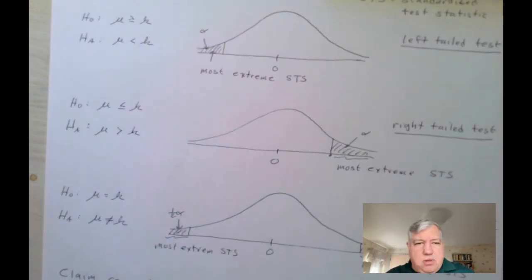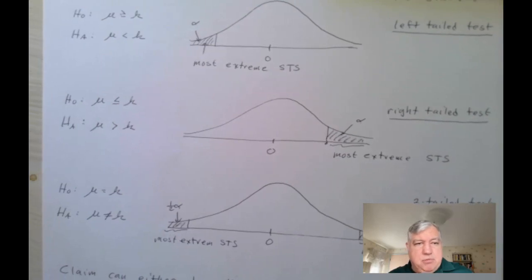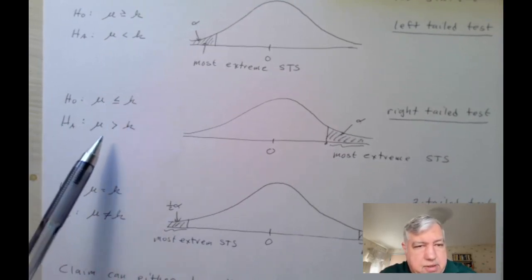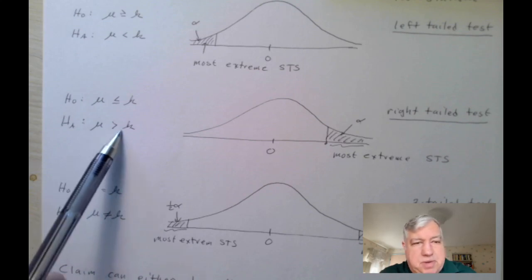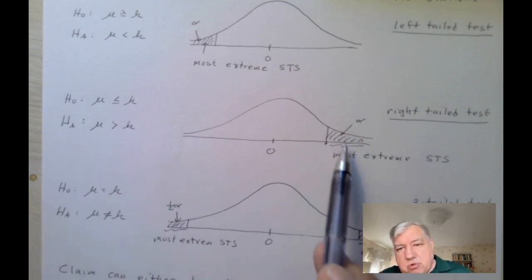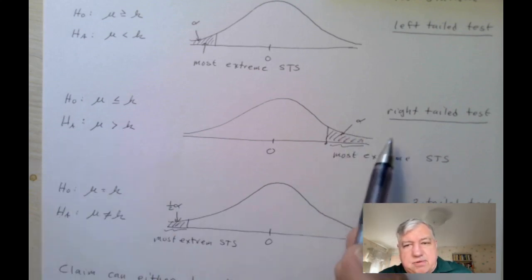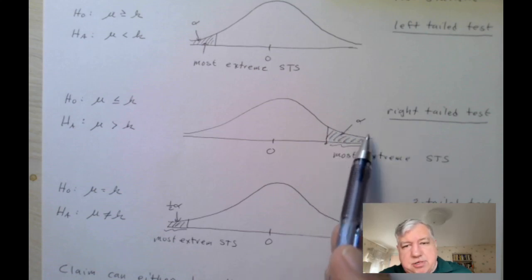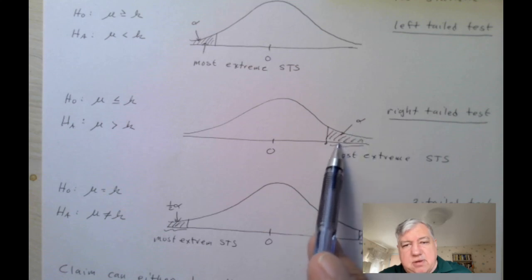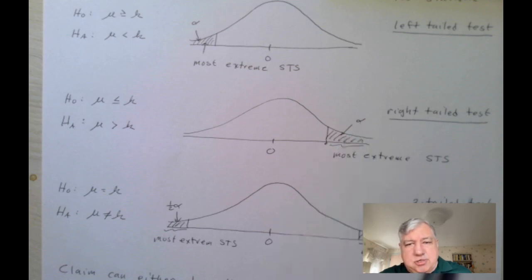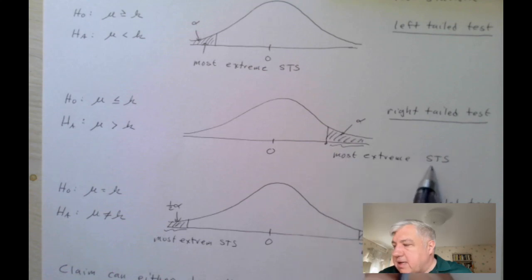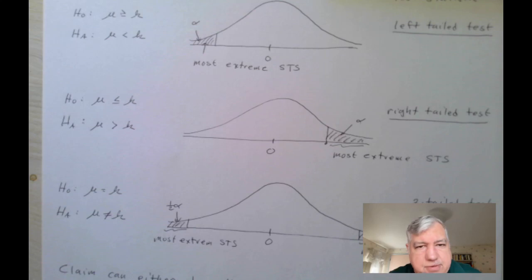Similarly, let's say the null hypothesis says mu is less than or equal to k, then the unlikely values for a sample mean would be greater than k. So the most extreme unlikely values for our test statistic would be over here on the right, and if this shaded region has area alpha, we say this would be our rejection region. So if we get a test statistic in this region, then we might reject our null hypothesis.